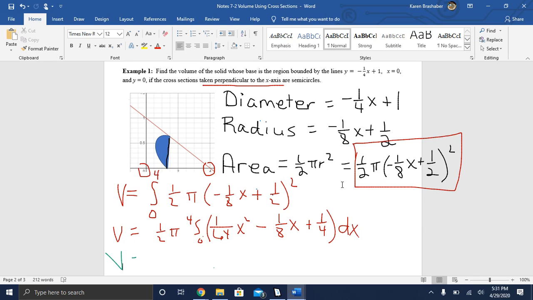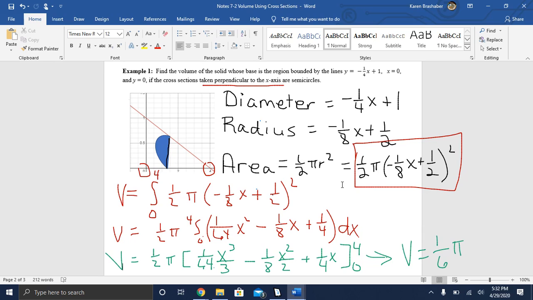And so that's volume equals 1/2 pi, and then we'll have 1/64 x to the third over 3 minus 1/8 x squared over 2 plus 1/4 x. All of this is evaluated from 0 to 4. And again, with this lesson, I'm going to assume that you can plug in the 4 and the 0. You should end up with a final answer of 1/6 pi or pi over 6, however you want to think about it.